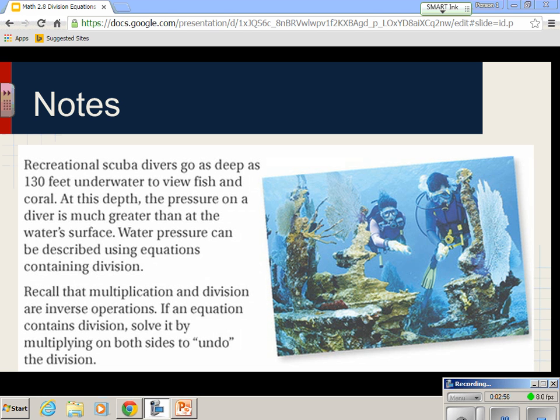So remember that multiplication and division are inverse operations. So let's make sure we write this down as our last reminder about inverse operations. Multiplication and division are inverse operations of each other. If an equation contains division, the way we undo it is you multiply both sides. So the opposite of division is multiplication.